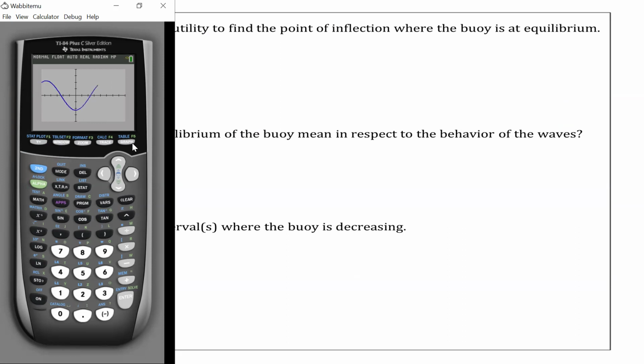And we're looking for, what are we looking for? Where the buoy is at equilibrium. So we're looking for when the buoy is at its equilibrium, which in this case is when it's at its maximum point. And so we need to figure out what is this point, right? And when do we get that? So we're going to do second trace. And we're going to look for maximum. We press 4.